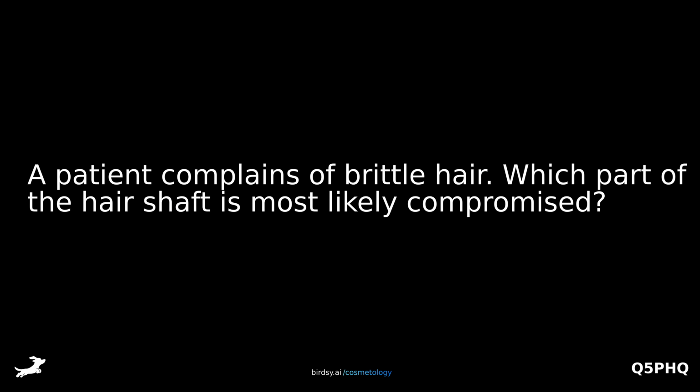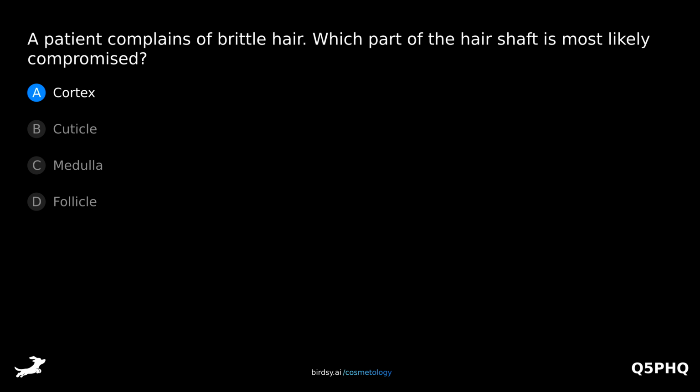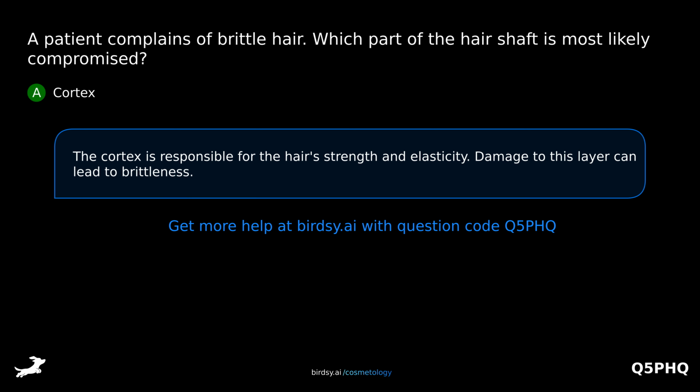A patient complains of brittle hair. Which part of the hair shaft is most likely compromised? Is it A, cortex, B, cuticle, C, medulla, or D, follicle? The answer is A, cortex. The cortex is responsible for the hair's strength and elasticity. Damage to this layer can lead to brittleness.